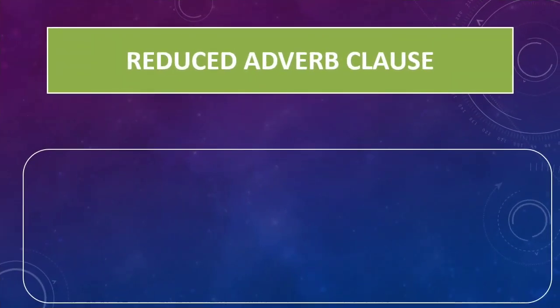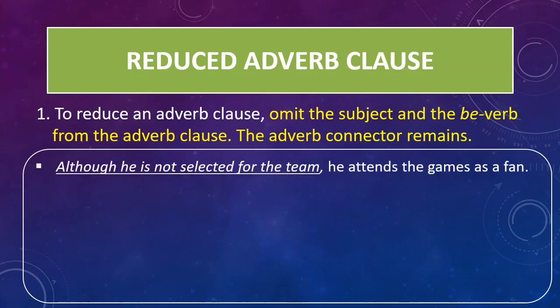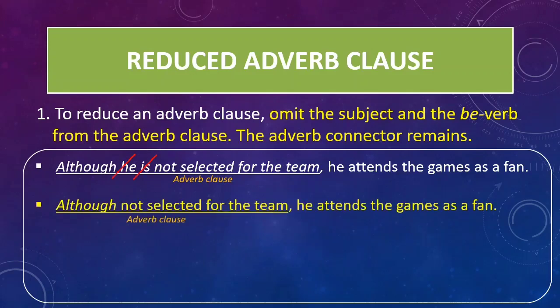Now, we are talking about reduced adverb clause. The first, to reduce an adverb clause, we should omit the subject and the be verb or the to be from the adverb clause, while the adverb connector remains. For example, although he is not selected for the team, he attends the games as a fan. In this sentence, the adverb clause, although he is not selected for the team, can be reduced by omitting the subject he and the to be is. So, the sentence will be, although not selected for the team, he attends the games as a fan.